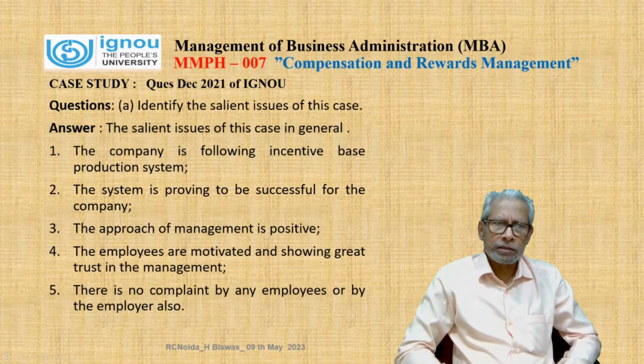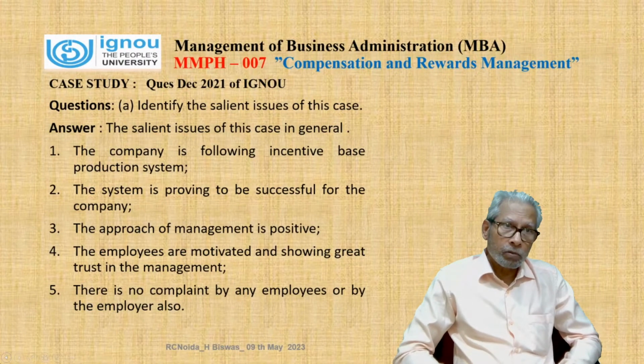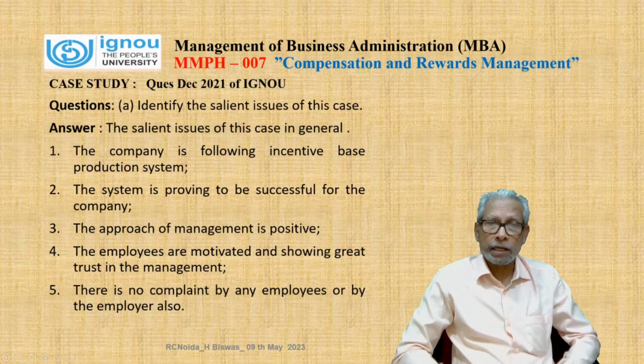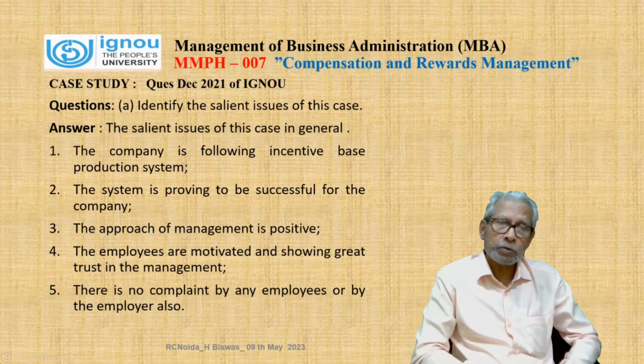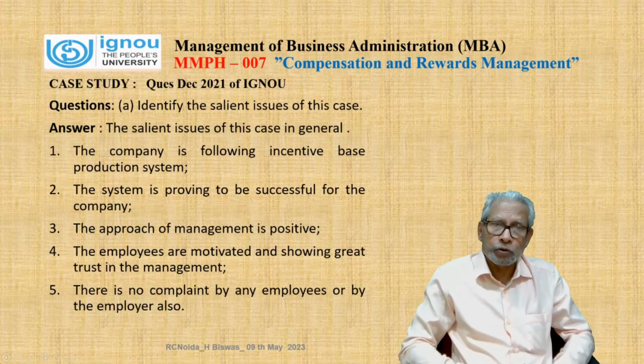Now, I have identified there are 5 salient points. The company is following the incentive-based production system. That is one of the features. Then the system is proving to be successful for the company. Because what are the systems that Neeraj Shah has introduced? So all are basically successful. So that company should be a successful company. That's why he has introduced a lot of systems.